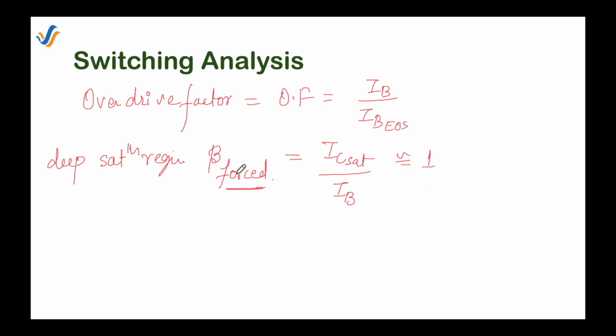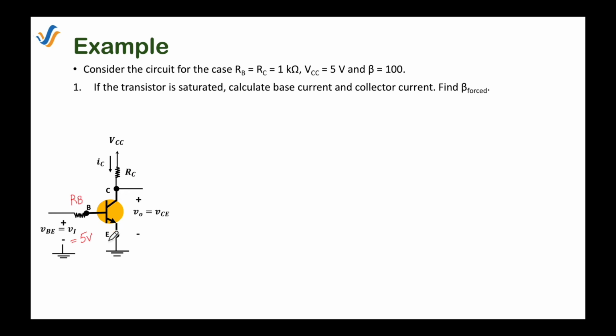Now let's solve a problem based on the switching behavior of the BJT. In this example, both the resistor values are given, that is 1 kilo ohm, supply voltage is 5 volt, and also the input voltage is 5 volt. Beta is given, that is 100. So we need to find if the transistor is saturated, calculate the base current and the collector current, and then the beta forced.